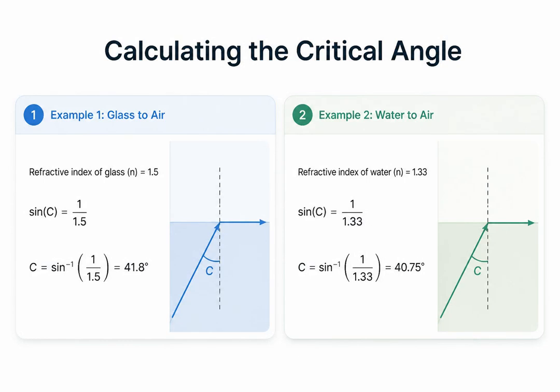Let's apply this formula. If we have glass with a refractive index of 1.5, we take the inverse sine of 1 over 1.5, which gives us a critical angle of 41.8 degrees. For water, which is less dense than glass and has a refractive index of 1.33, the critical angle is slightly different. The inverse sine of 1 over 1.33 gives us 40.75 degrees.